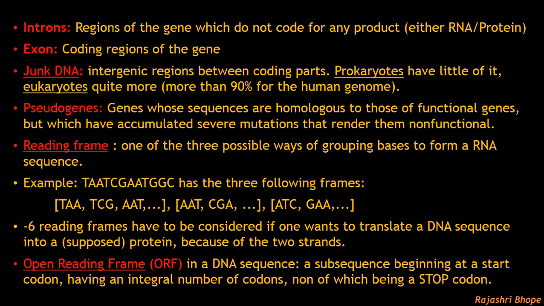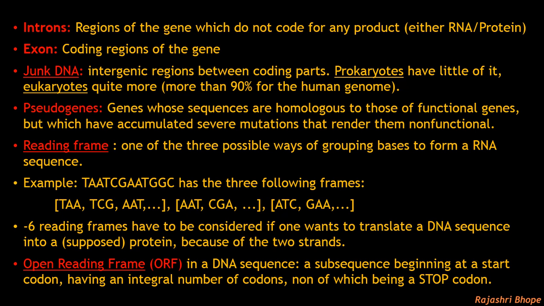Pseudogenes are genes whose sequences are homologous to those of functional genes. Homologous means the sequences are more or less similar to the functional genes, but they have accumulated severe mutations that render them non-functional. That is, pseudogenes are non-functional genes present in a cell. They do not have any function, but they are maintained during evolution.